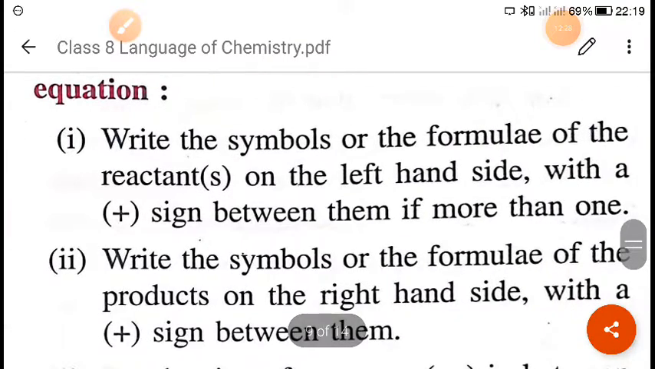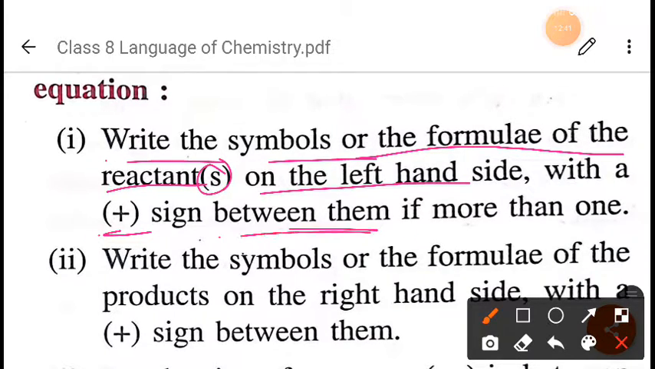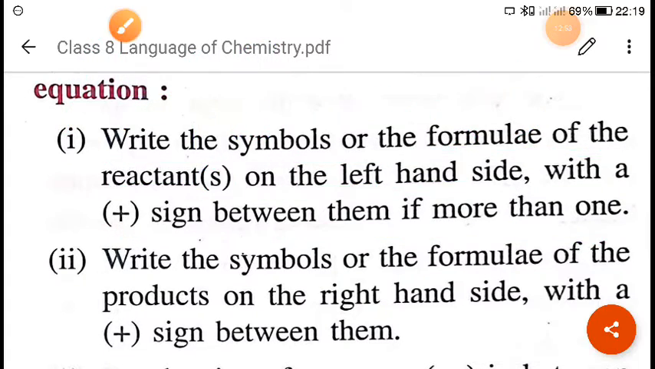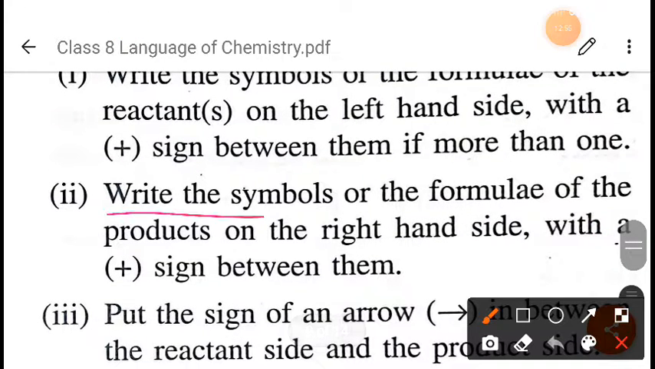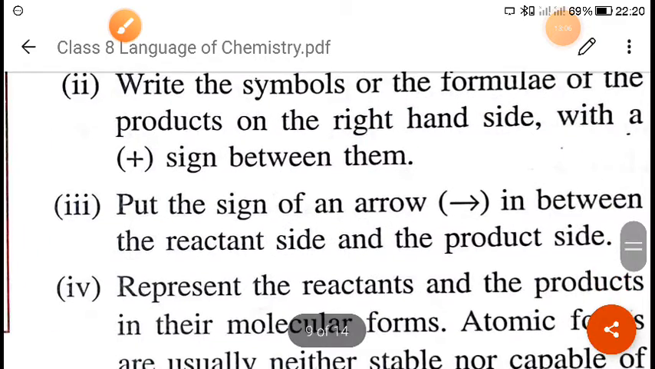The first step is to write the symbol or the formula of the reactant. Reactants go on the left hand side, with a plus sign between them if more than one is there, just like this: A plus B is equal to C. Now next is to write the symbol or the formula of the product on the right hand side, with the plus sign between them if more than one is there, right?